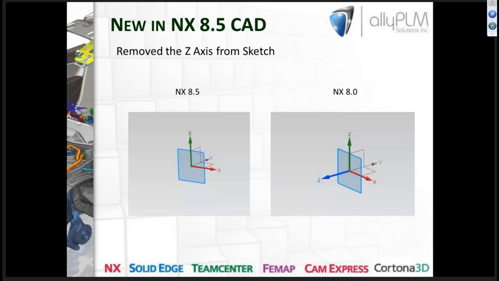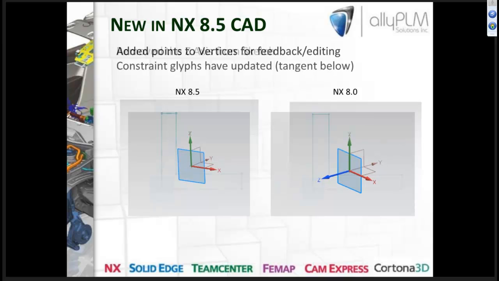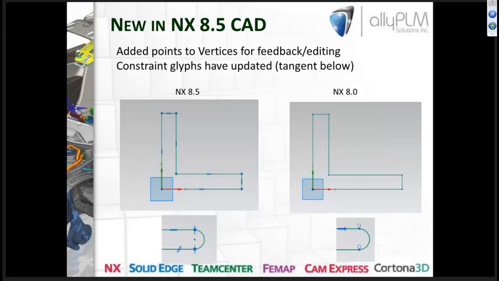But anyway, so here on the right is NX 8.0. And you see that Z-axis is pointing off of there. And in 8.5, if I rotate that coordinate system around, you see there's no longer a Z-axis. Right? We're sketching X and Y. We're sketching 2D geometry on the datum plane. We do not need that Z-axis sticking out. This one you'll see a little more in the demo.